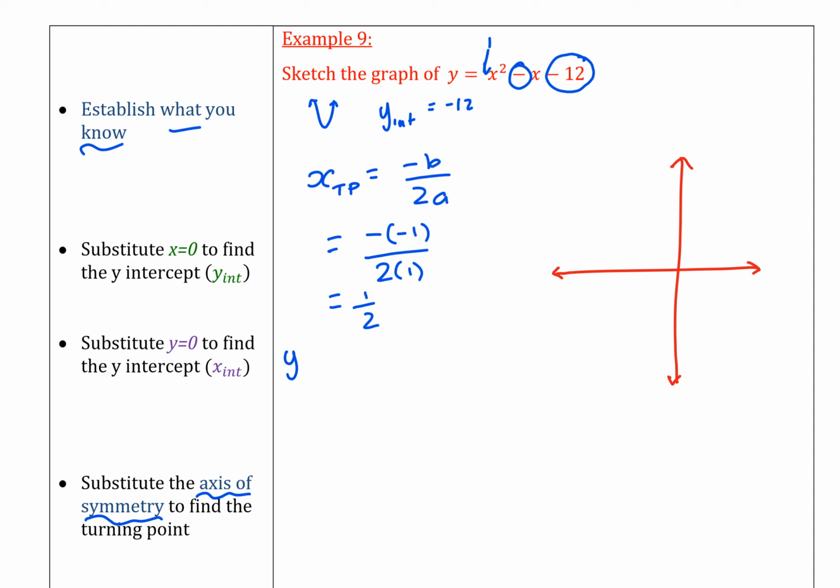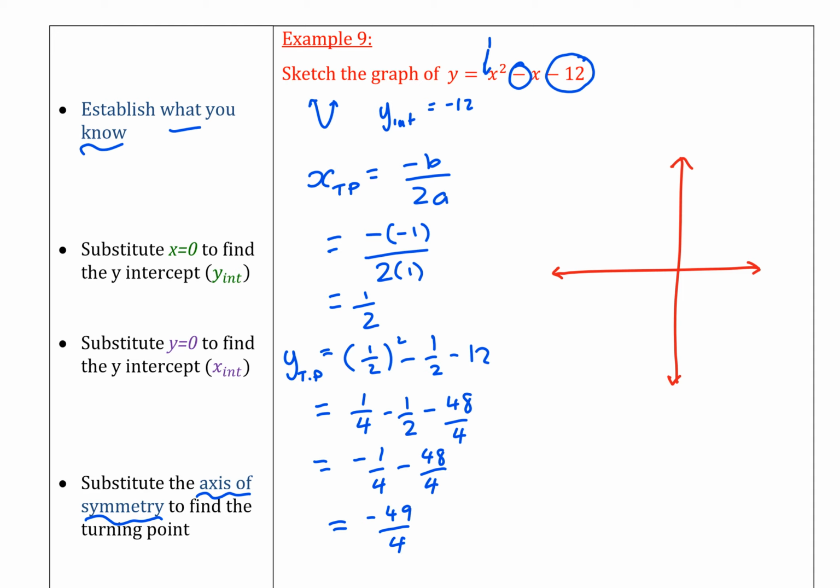If I think, what is y of a half? Well, that's (1/2) squared minus a half minus 12, which is 1/4 minus a half minus, now I'd like to get some common denominators here, so I'm going to say 48 on 4. 1/4 minus a half is minus a quarter. Take away a further 48 quarters, and we're left with minus 49 on 4. So I know that my turning point is 1/2, minus 49 on 4.